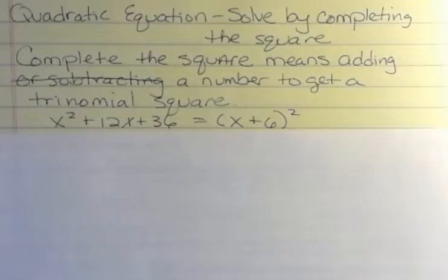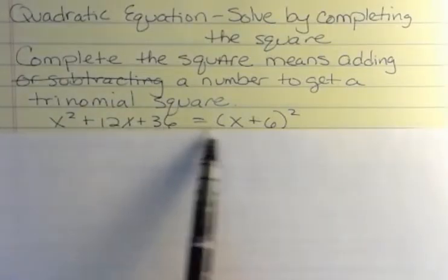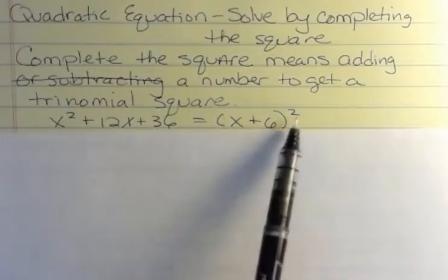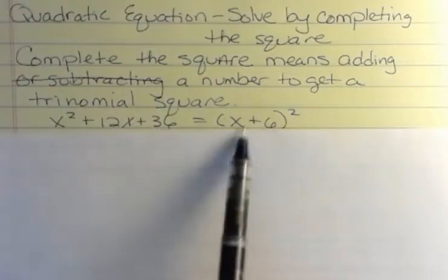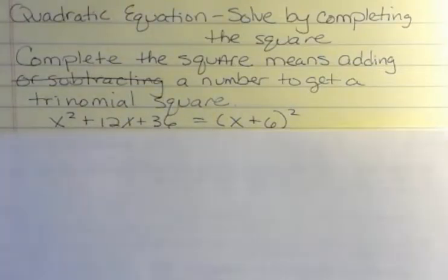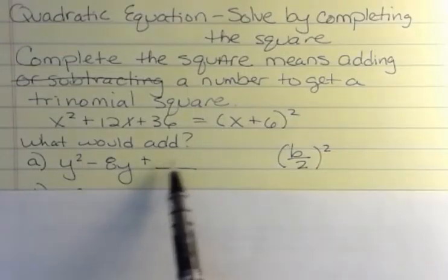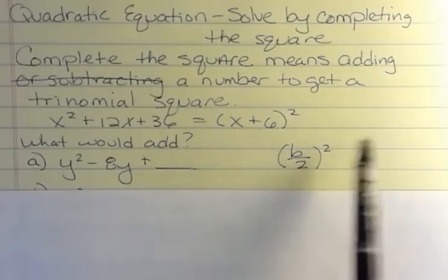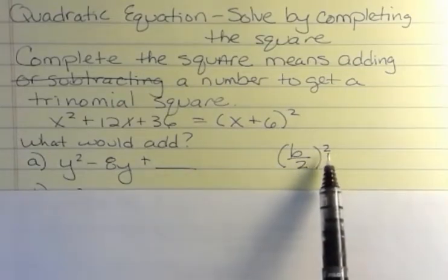So if I have a trinomial square, that means I have something that when I factor it, I get the same thing twice. A trinomial square is what you get when you square a binomial. So this is an example of a trinomial square. So what would you add to make this a trinomial square? If I had this and I wanted to add a number here so that it would factor this way, well, the simple formula is b over 2 squared.